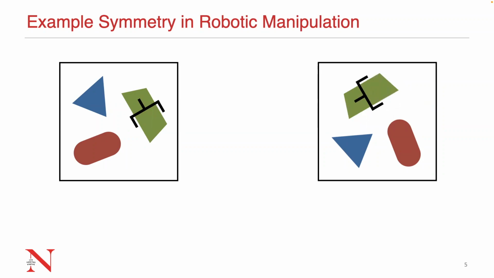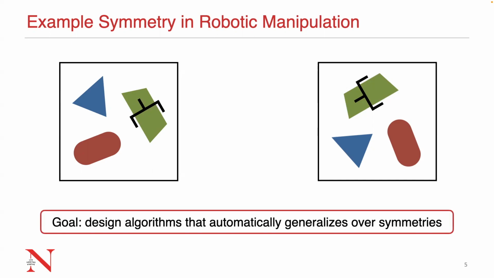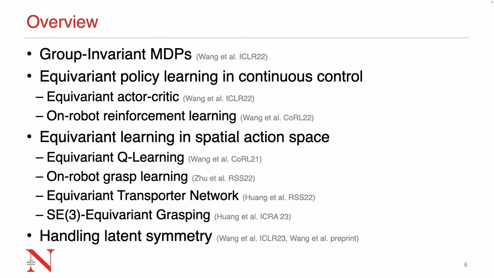This is essentially the same grasp, but both the grasp and the scene in front of you are rotated. Those should be considered the same thing, but standard machine learning algorithms, as we know, always treat those 2 different inputs as 2 different training samples, and they need to learn from both of them separately. So our goal here is to design algorithms that can automatically generalize over symmetries. Today, I will talk about a list of works that we have been developing in the past 2 or 3 years.